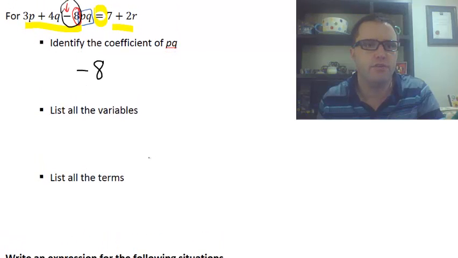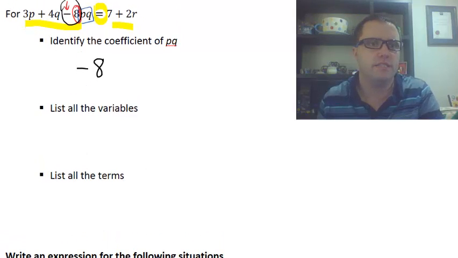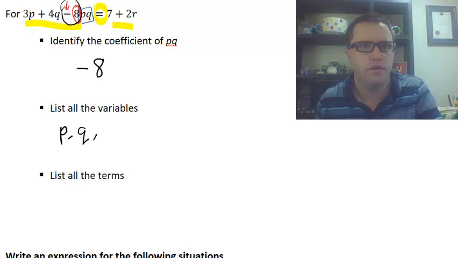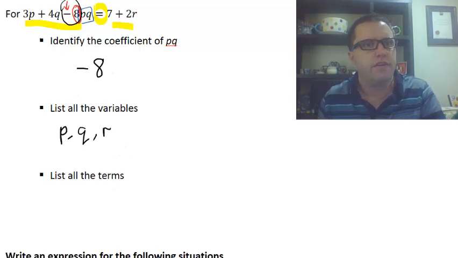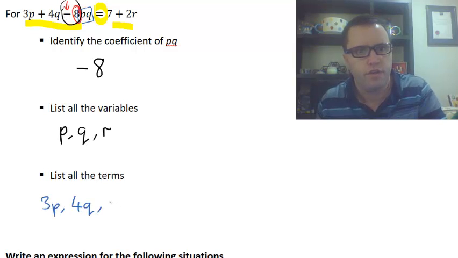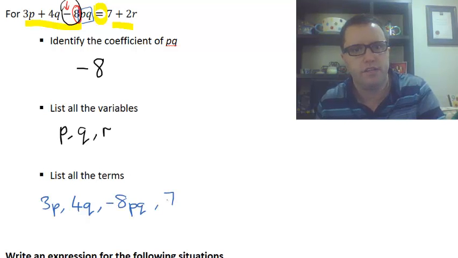We're going to list all the variables in this list here. So we've got the variables of P, we've got Q, we've got PQ, well, they're already listed, and we've got R, because that's all the letters we've got there. We're going to list all the terms as well, which is all the little bits and pieces that we've got there. So that would be 3P, 4Q, -8PQ, 7, because it's a term by itself, and 2R.